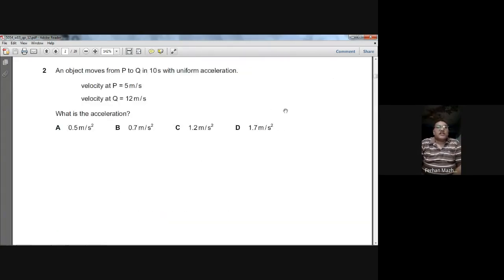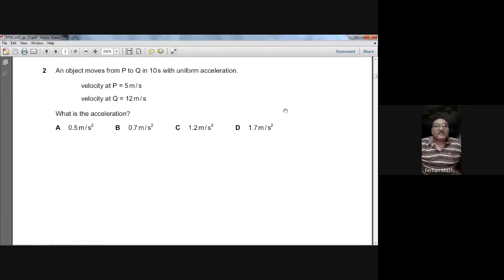Okay, on your screen you can see question number 2. An object moves from P to Q in 10 seconds with uniform acceleration. Velocity at P is 5 meters per second and velocity at Q is 12 meters per second. What is the acceleration? The formula for acceleration is change in velocity divided by time, V minus U divided by time.